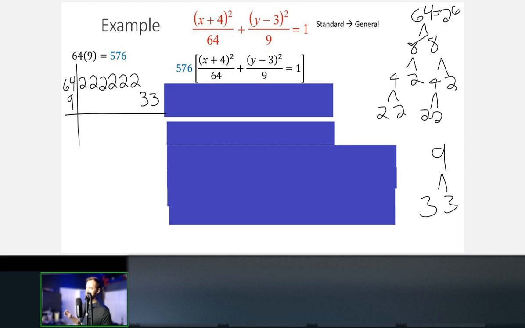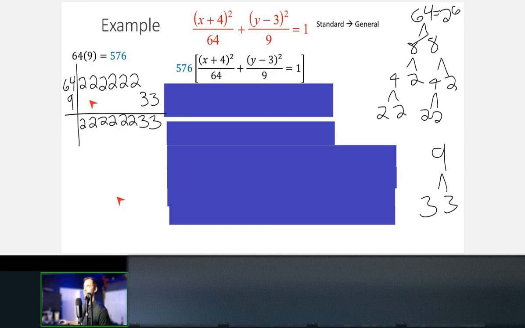And then what you're going to do is drop. Once everything's lined up, you drop everything in that column. So we have a 2 here. This 2 drops, this 2 drops, this 2 drops, this 2 drops, this 2 drops, this 3 drops, and this 3 drops. Once you drop all of the columns, we're going to multiply them.